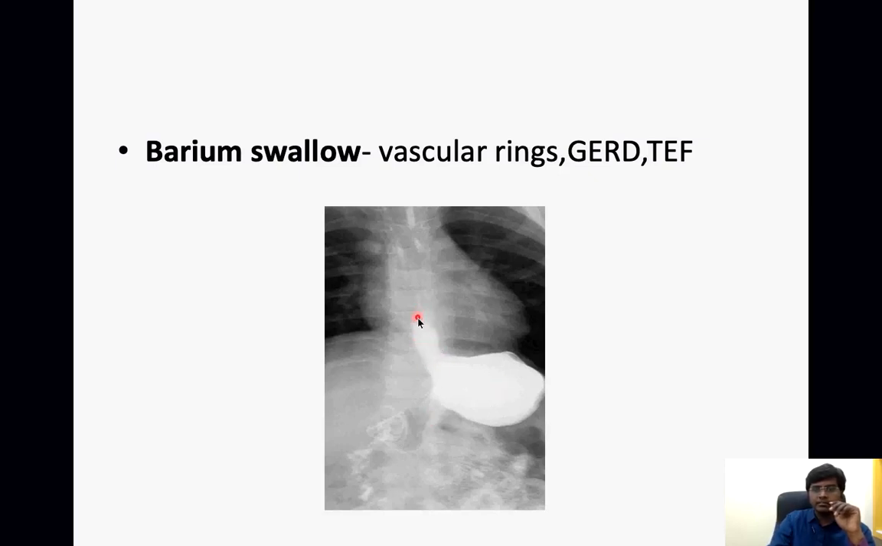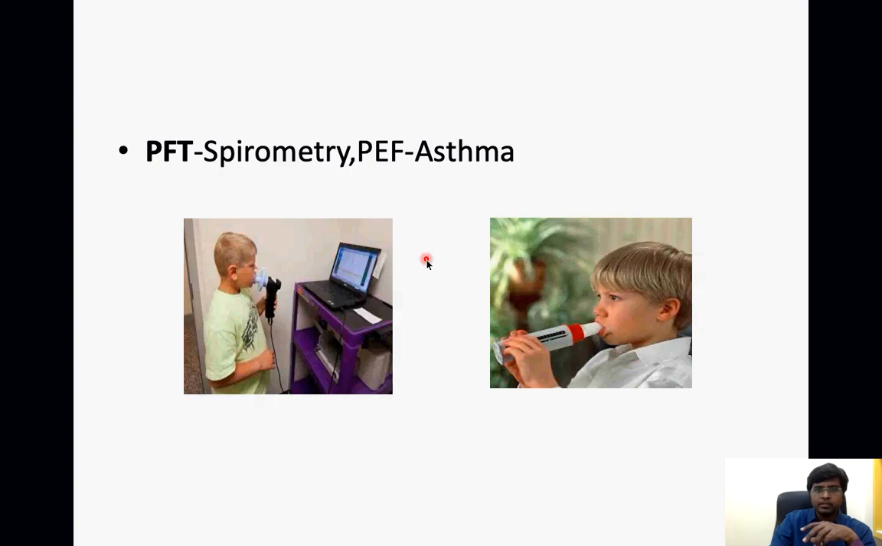And in tracheoesophageal fistula, you will be able to see the spillage of your stomach content going from your stomach into your esophagus, then into your airways. So there will be a communication between your airway and your esophagus. So that is your tracheoesophageal fistula, which is diagnosed by your barium swallow.